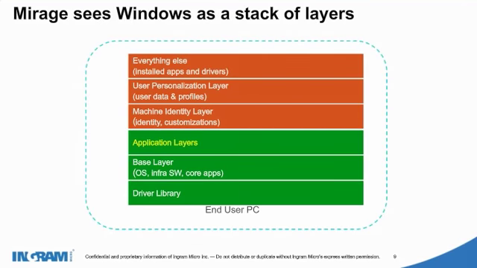Mirage takes your Windows experience and chops it up into a few different layers. It's like a really awesome lasagna platter. Layers include driver libraries, and base layers, which consist of the OS and core applications that everyone in your company would use. They also have machine identity layers, where you can have a personalization layer as well.